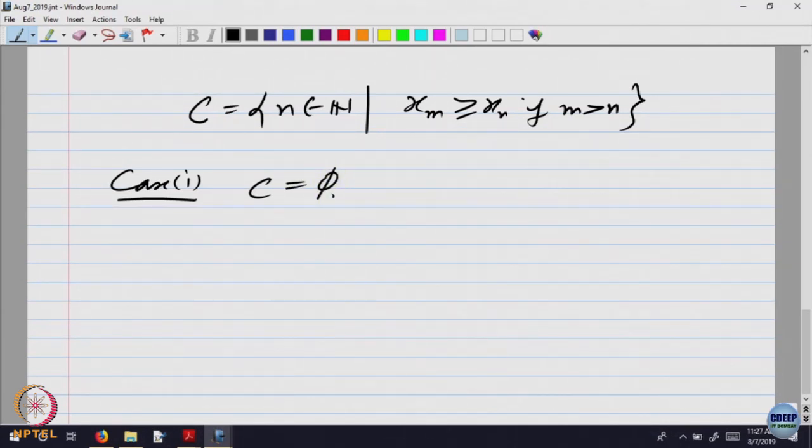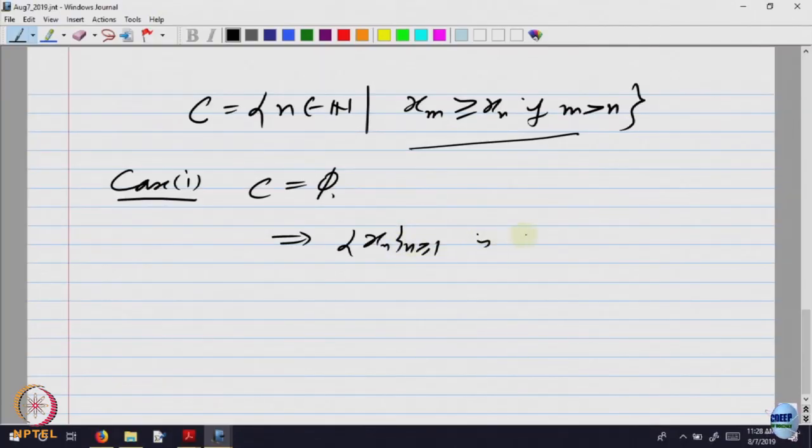Now, what are the possibilities? It may be an empty set. So, case 1, C is empty. That means this statement is not true. So, whenever m is bigger than n, x m is less than or equal to x n. Is that okay? But that means if I take n and n plus 1, then what is the relation between x n and x m? n plus 1 is bigger than n. So, x n plus 1 should be less than or equal to x n for every n. And what does that mean? The sequence is monotonically decreasing. Is it okay? If this is so, this implies x n is monotonically decreasing. The sequence itself is monotonically decreasing, right?